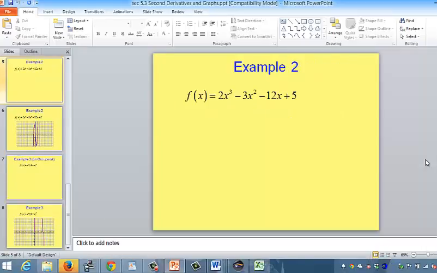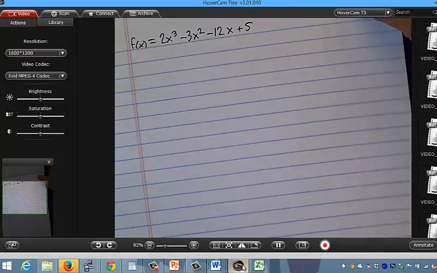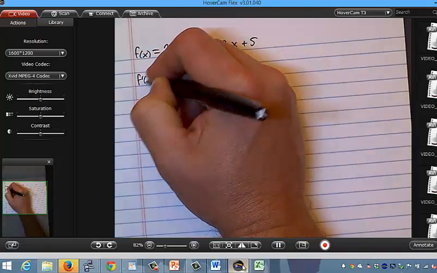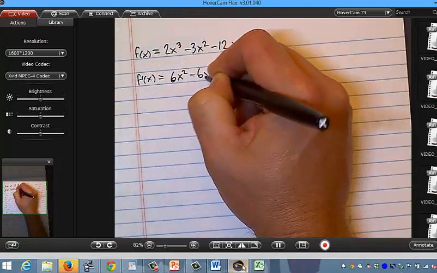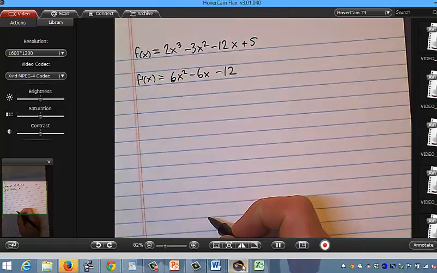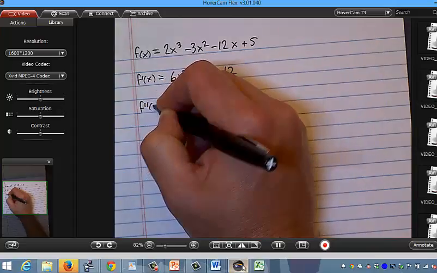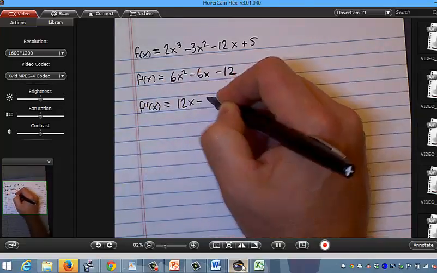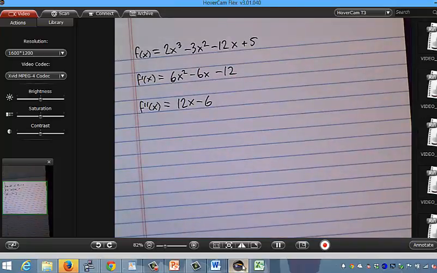So let's see, I have f of x is 2x cubed minus 3x squared minus 12x plus 5. And so I'm going to compute the first derivative and the second derivative, and then we'll see what we can learn about the graph based on that. First derivative, f prime of x, is 6x squared minus 6x minus 12. And the second derivative, f double prime of x, is 12x minus 6.